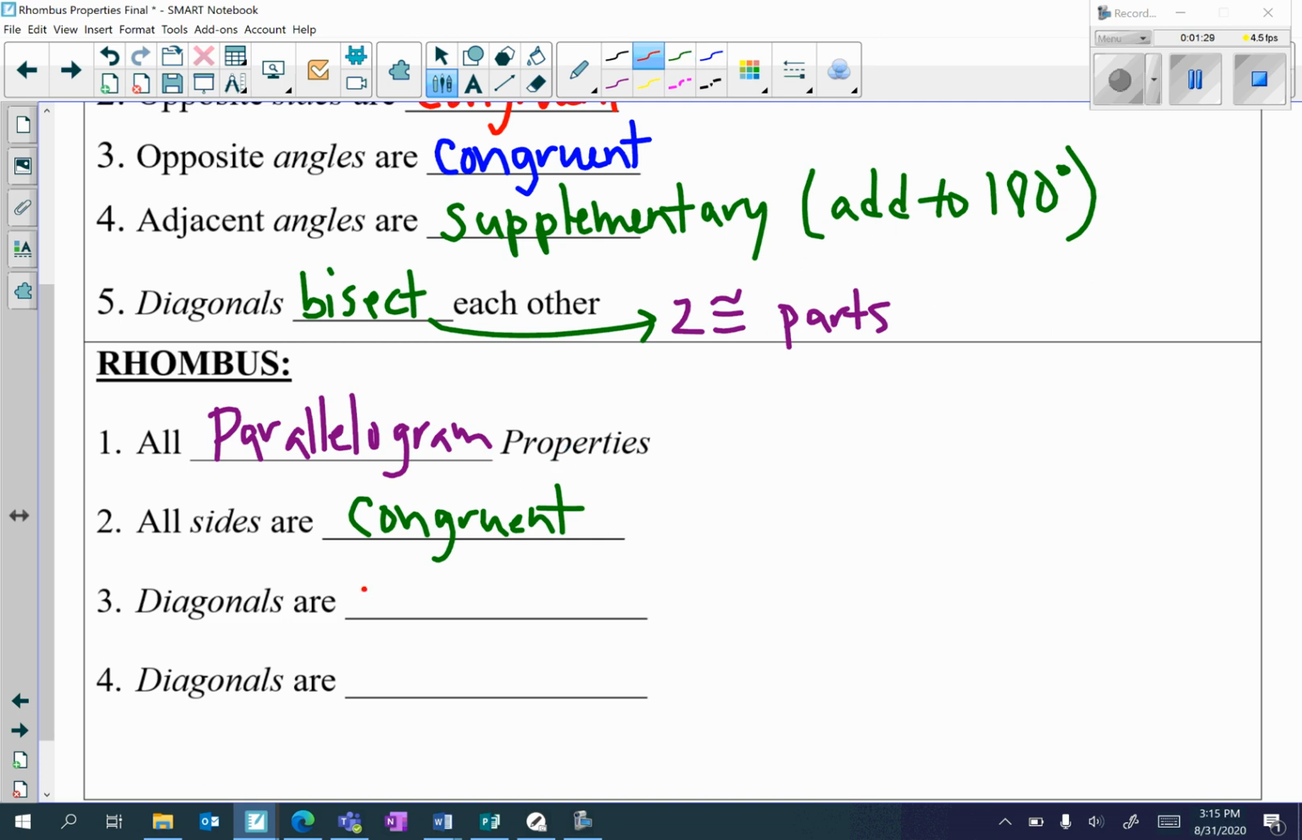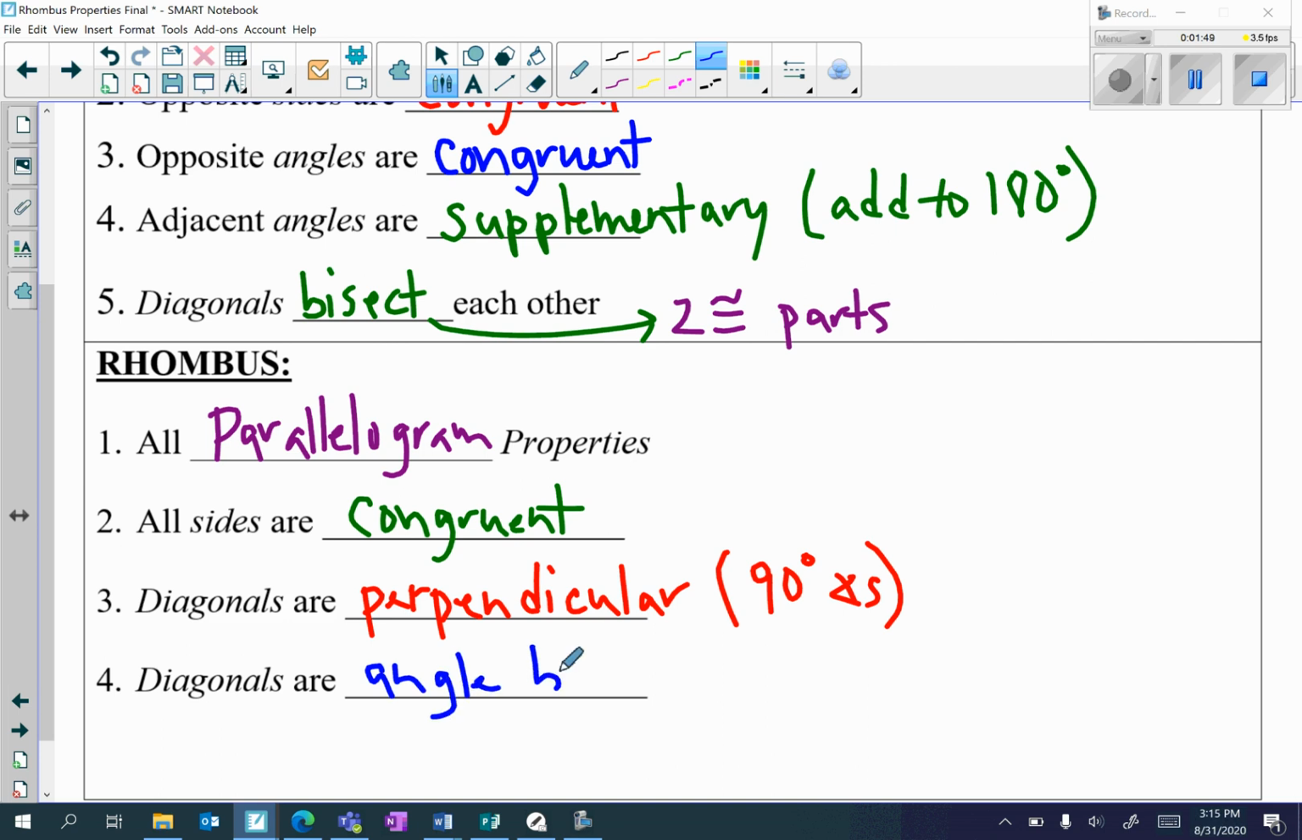The diagonals are perpendicular, meaning that they form 90-degree angles. And finally, the diagonals are angle bisectors. Remember, a bisector creates two congruent parts.